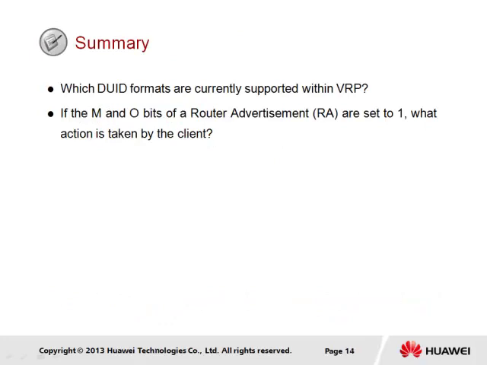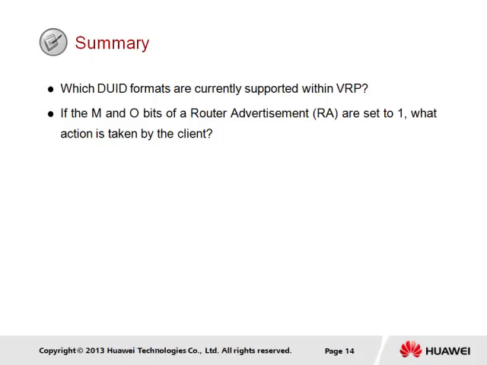In summary then, for this section on DHCPv6, we just have a couple of questions here. The first asks, which DUID formats are currently supported within VRP? Well, of the 3 DUID formats available, VRP version 5, that is used to support AR G3 and S X7 series products, supports link layer and link layer plus time DUID formats.